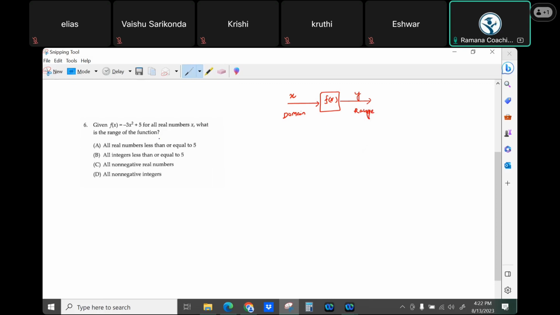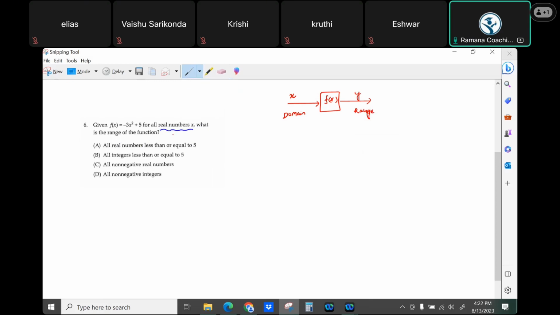So he's saying, what is the domain? All real numbers x. So there is no restriction on the domain. You can pretty much plug in every number: rational number, irrational number, integers, decimals, whatever. He's asking what is the range of the function. Okay.